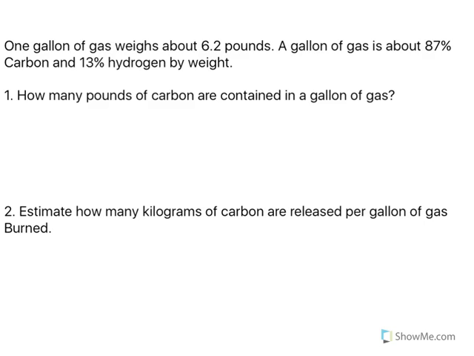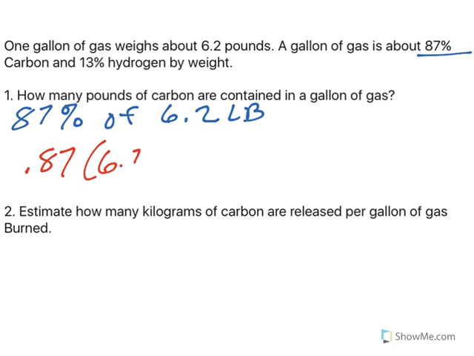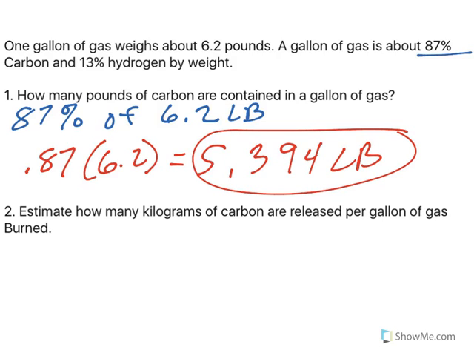Now, some decent information here. 1 gallon of gas weighs about 6.2 pounds, which is weird. I guess I never really carry it, but it doesn't feel that heavy. A gallon of gas is about 87% carbon and 13% hydrogen by weight. So how many pounds of carbon are contained in a gallon of gas? Well, 87% of the 6.2 pounds is carbon. Remember that of means multiply. So 0.87 times 6.2 tells us that 5.394 pounds of carbon are in the gallon of gas.